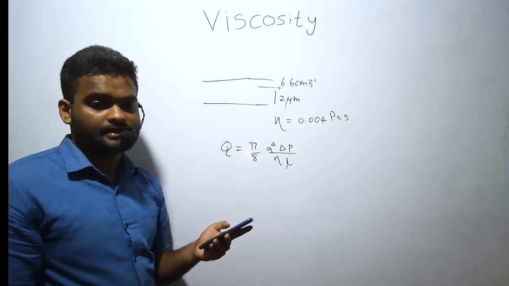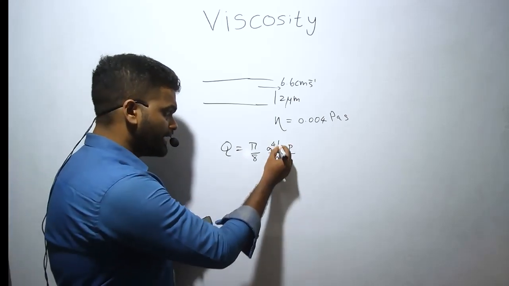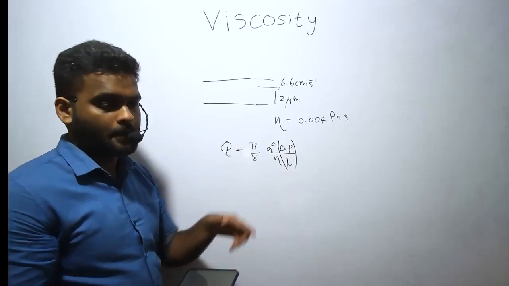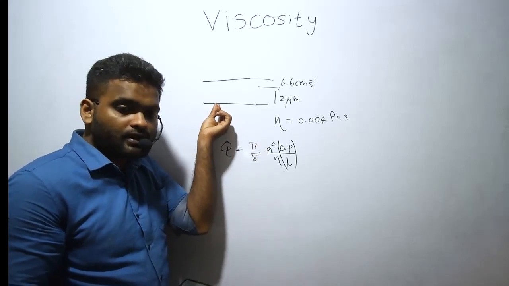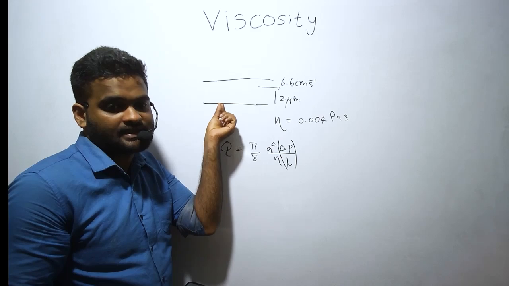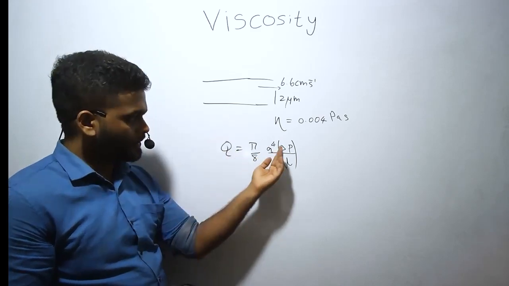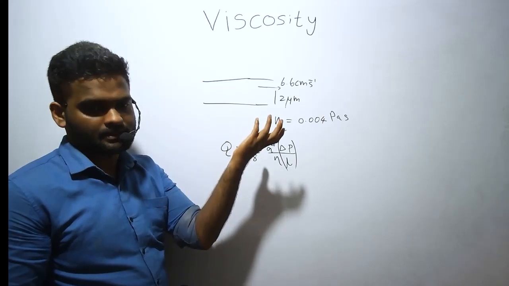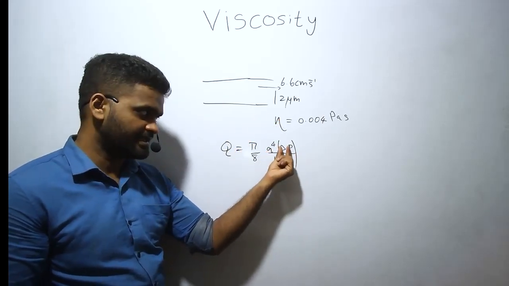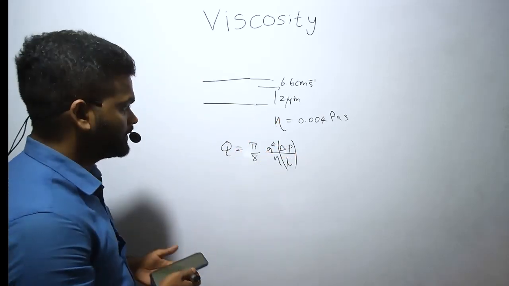So here what they ask is actual delta P divided by L. Pressure difference or pressure drop for 1 millimeter. What is that? Pressure gradient, right? What they ask is pressure drop per 1 millimeter. So what they ask is delta P divided by L. Right.